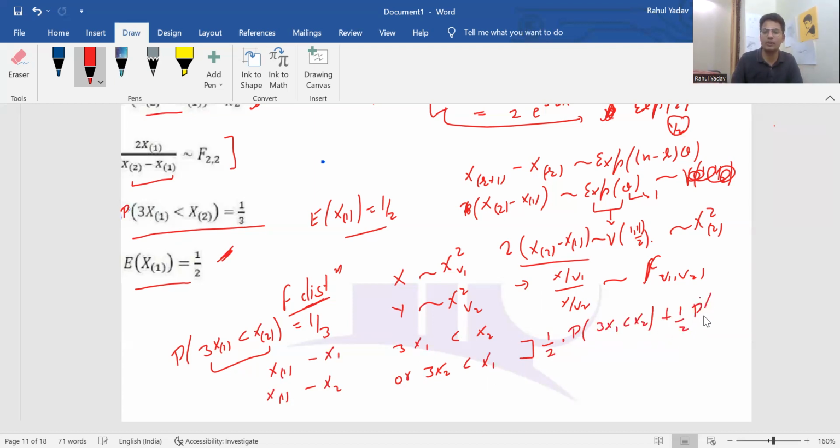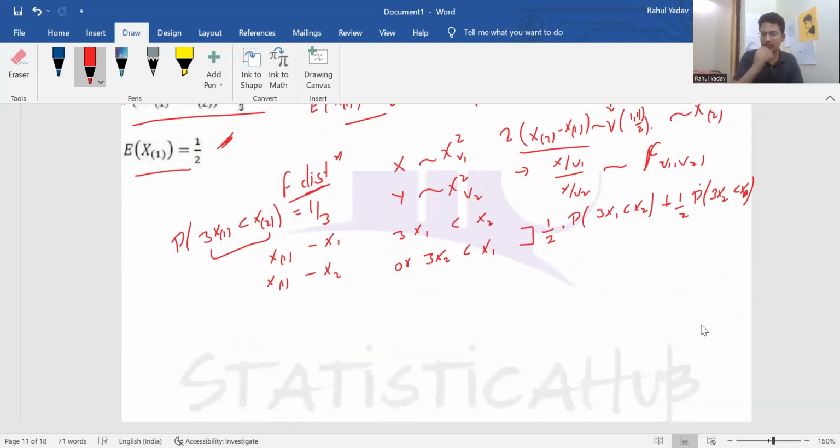times the probability that 3x2 is less than x1, because both the events are equally likely. And we know the distribution of these things. Technically both the events are roughly the same because they are identical, IID. So if I solve one of them, I can just take 2 times it, and that event will give me this probability.